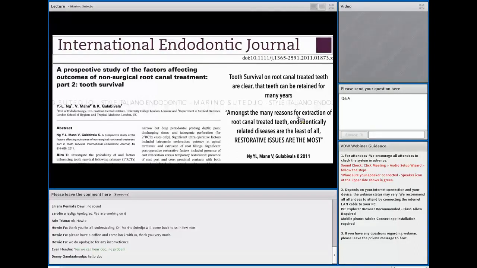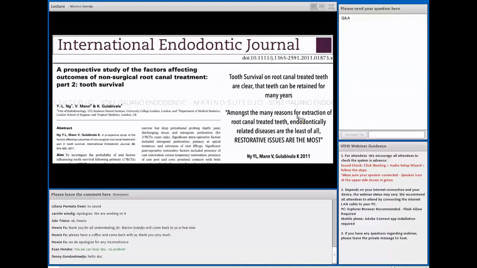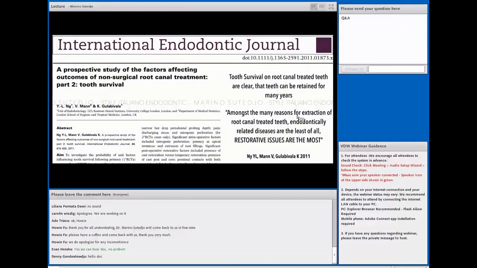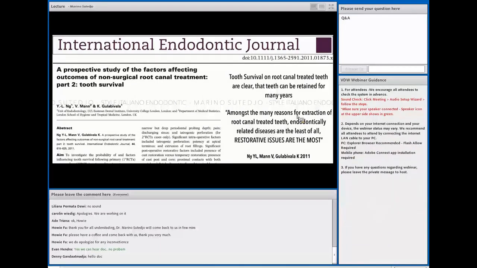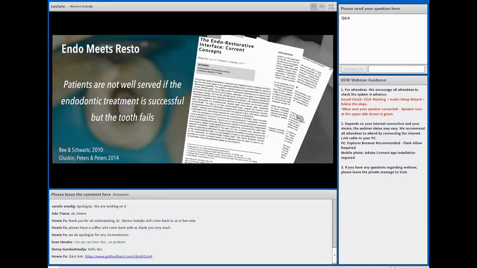There is research conducted by Ng and his team back in 2011 that was written in the International Endodontic Journal. He said that tooth survival is evident in endodontically treated teeth that we have treated. They can be retained for many, many years. But when it comes to extractions, the restorative issue will always be the most frequent reason for extraction rather than the endodontic problem. That's why what was also written by Marjorie in 2010 is that patients are not well served if we succeed in our endodontic treatment, but then the tooth fails because of restorative problems.